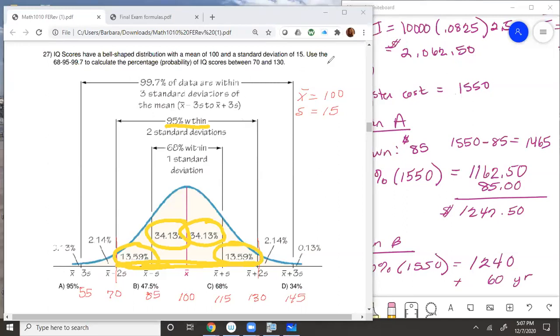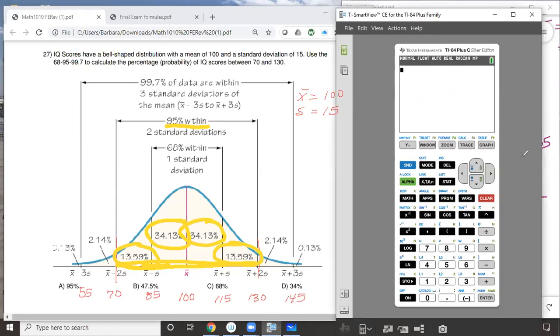Now, I do have a calculator program I could show you that's kind of cool. This is called the normal CDF program. It'll give you exactly what the percentages are, whereas these are just estimates of a normal distribution. If you want the exact number, you can use your calculator, and it's the normal CDF program. We get that by hitting second vars.